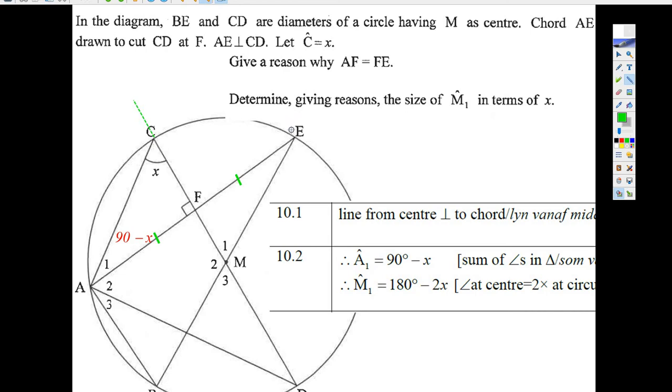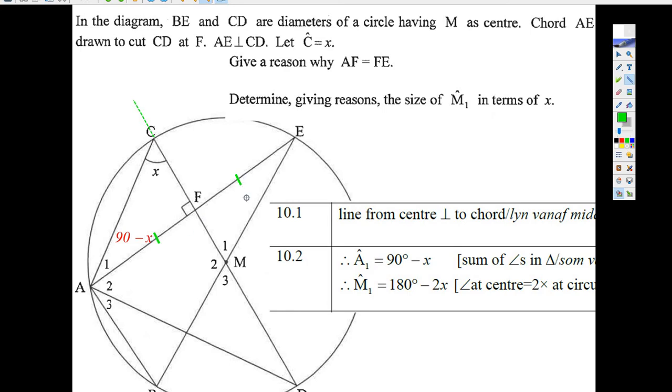BE and CD are the diameters of a circle, and M is the center. Chord AE, let's look at this chord AE, is drawn to cut CD at F. Well, there we go, we're looking at it. AE is perpendicular to CD right here, or CM too, so it's perpendicular. And let angle C be X. Now give a reason why AF is equal to FE.